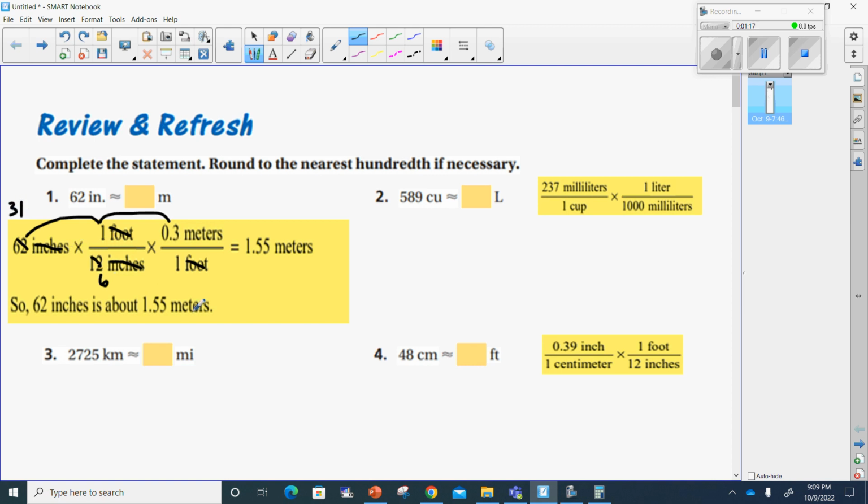So now we can take 31 and multiply it by 0.3, which gives you 9.3, right? This will end up being 9.3, and we're going to divide it by 6. And when you do that, you'll get 1.55 meters. All right. Next is number 3.